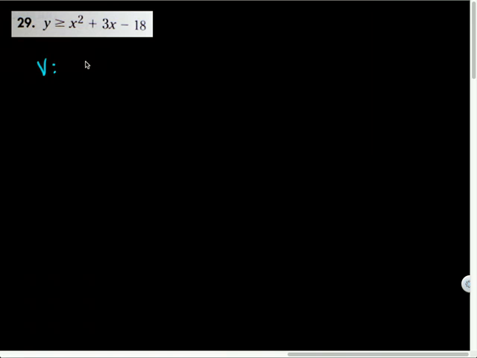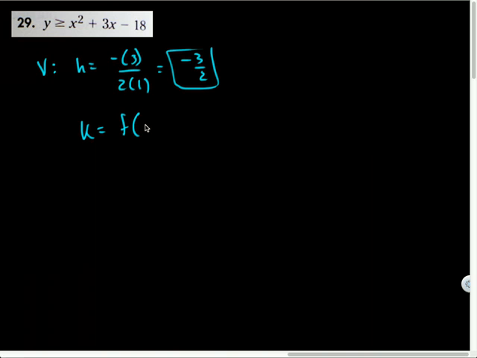Let's see. For the vertex, let's find h. h is going to equal the opposite of 3 over 2a, so that's negative 3/2. To find k, that's going to be f of negative 3/2, meaning I'm plugging negative 3/2 in there. Square it plus 3 times negative 3/2. And by the way, if you put this in vertex form, you'd get the same vertex as you'd expect.